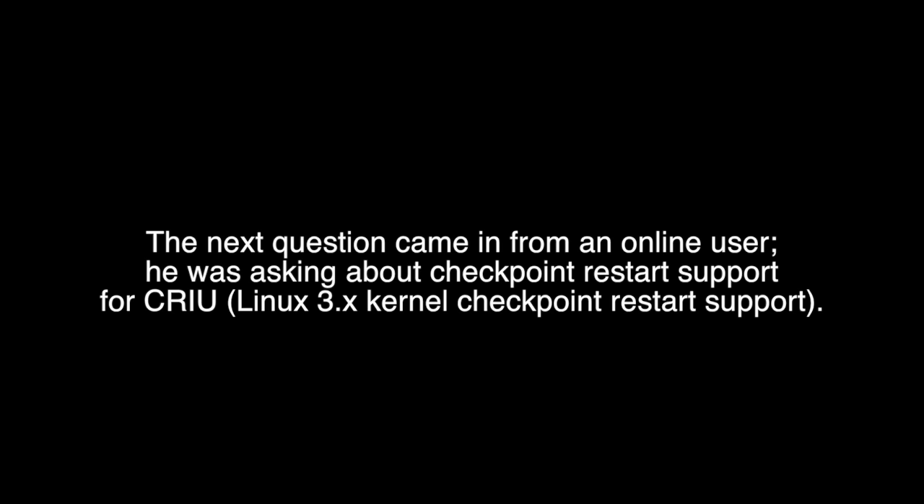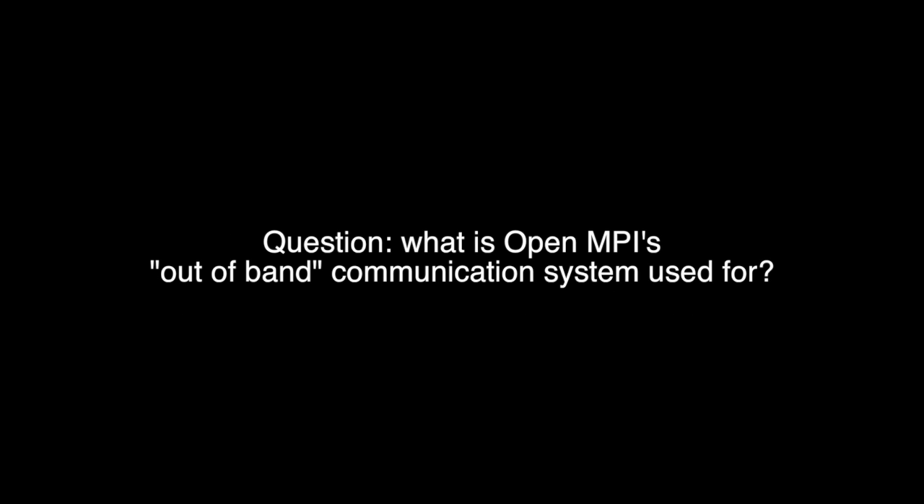So I forgot to say that in the section there, Paul, and somebody online asked me. Sure. So the question is, what does the out-of-band communication do in OpenMPI? Well, it basically does out-of-band communication.